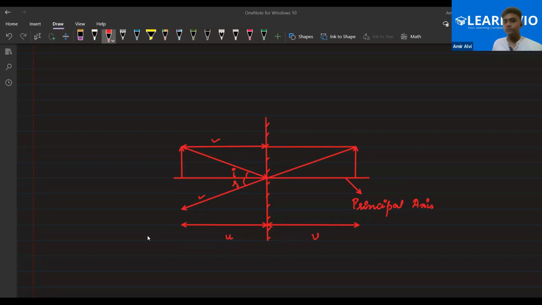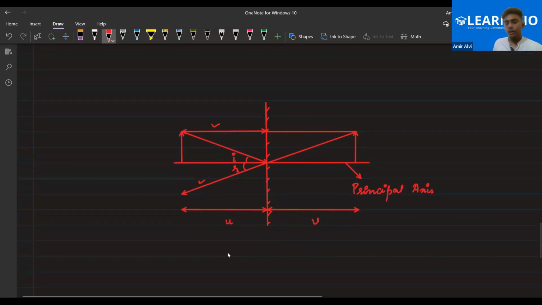Yes or no, everyone? Yes. Is this clear to all of you? Does anybody have any doubt so far? No. Are you sure, everyone? Is this clear? This is the image formation of plane mirror. So that's how the image is formed in the plane mirror.